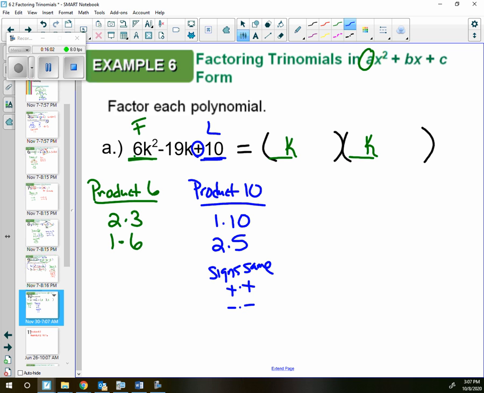Let's see if we can figure out which it is. Look at your middle term. The only way to add to a negative is if it's minus times minus. So a few more things I can fill in. I know they're both going to be minus.